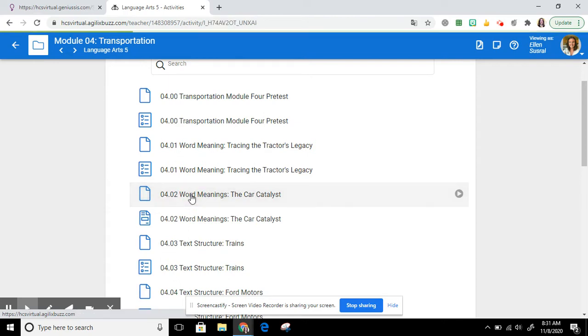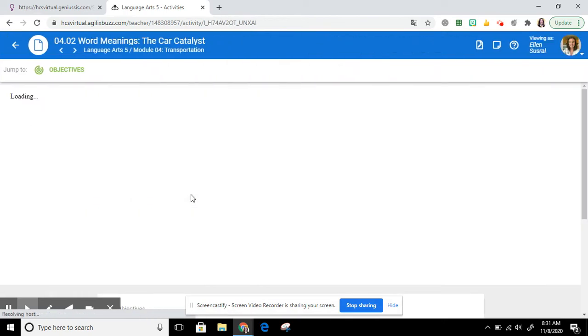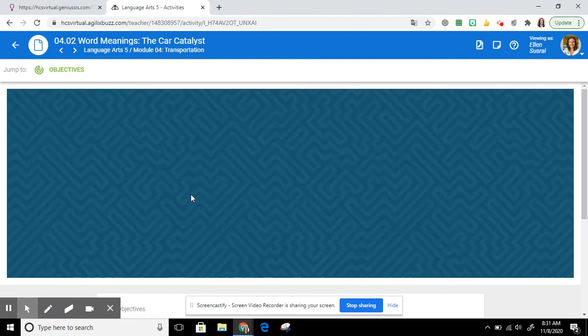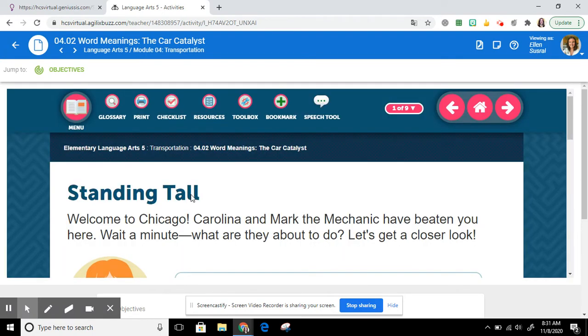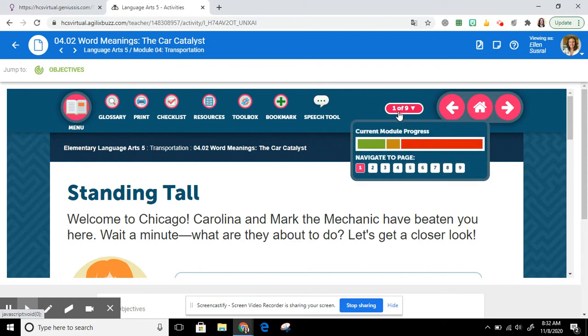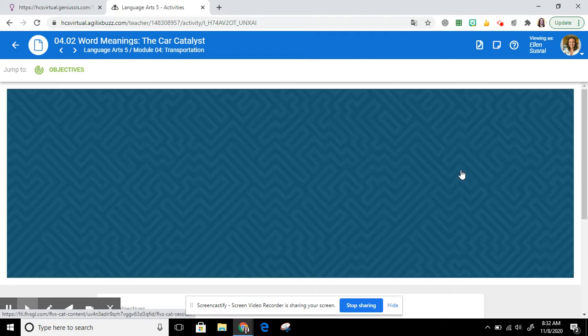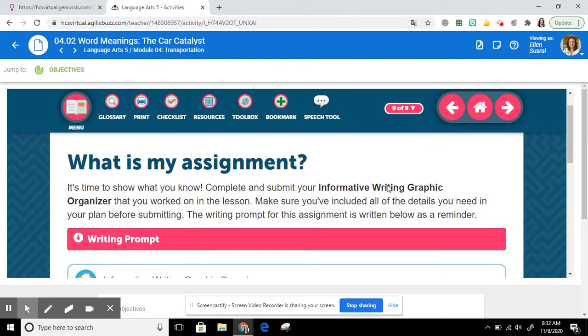0402. Now, for this assignment, boys and girls, you're actually going to need to use lesson 0401 and 0402. So you're going to need to use the previous lesson and this lesson to complete the assignment. So to find the assignment, just like all assignments, they're on the last page of the lesson. You're obviously going to go through the whole entire lesson, do all of the practice activities, read all of the stories. But the assignment's on the last page, page 9, under What is my assignment?